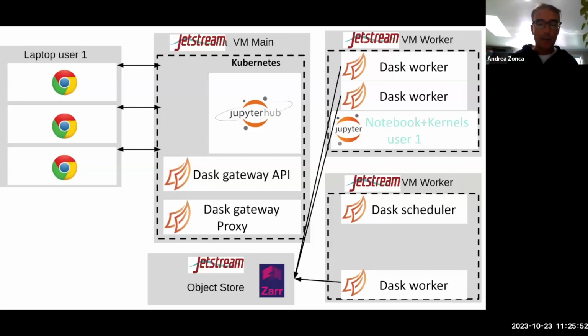And in particular, this is more efficient if we use Zarr. So Zarr is a binary data format, similar to HDF5, but specifically designed to run on cloud resources.